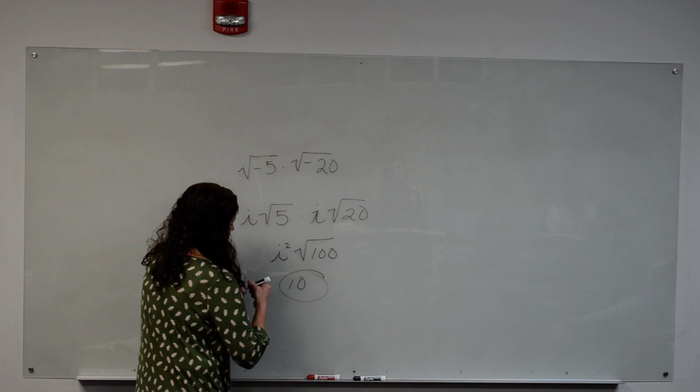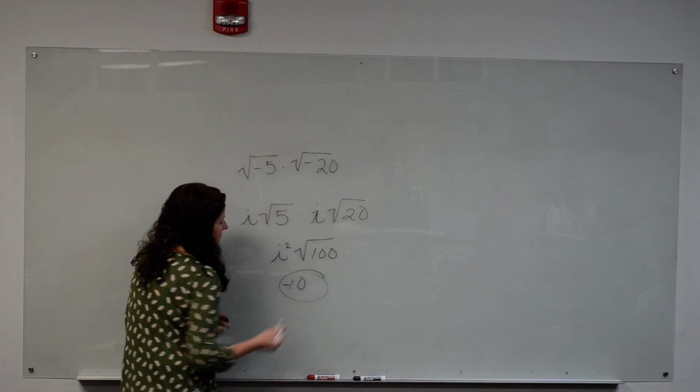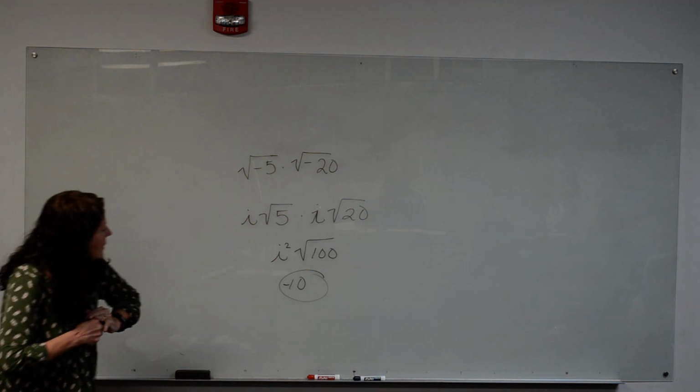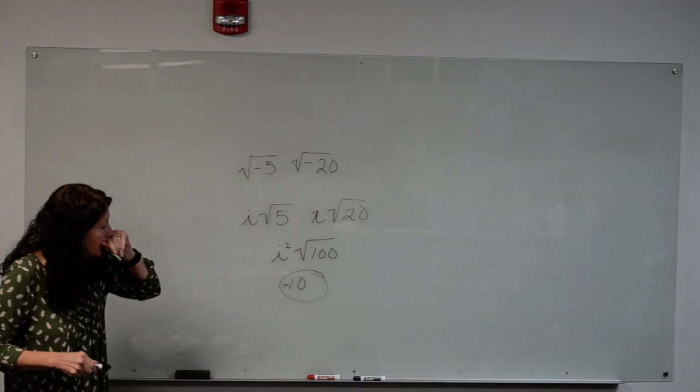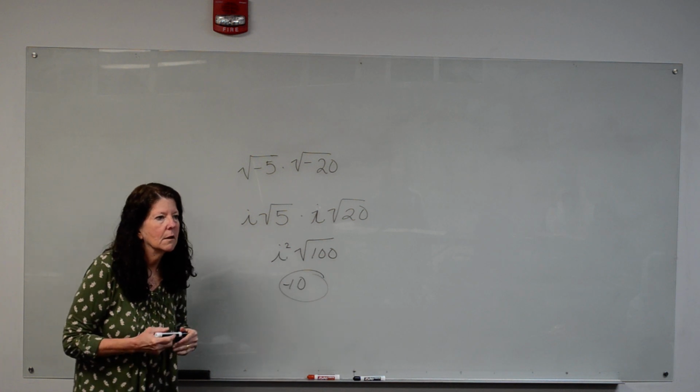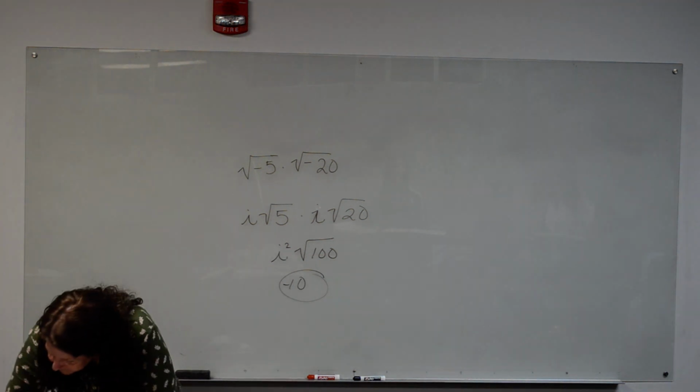10. So it's, well, hold on. I just pulled the I. I failed at breaking it down. Okay, got it. Because this is negative 1 and this is 10, so it's 10i. Okay, let's do another one.